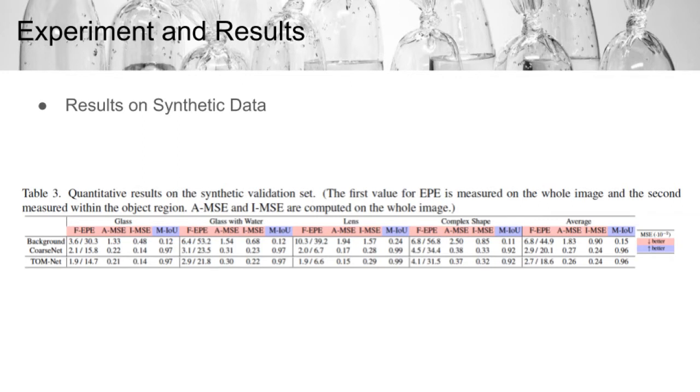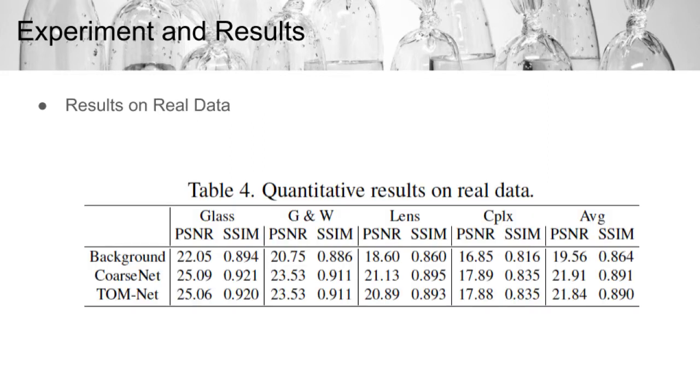Now we look at Table 3. It shows the results on synthetic data. Similar to previous experiments, TOM-Net outperformed the baseline by a large margin, and slightly outperformed CrossNet in EPE and MSE. The errors of the complex shape category are larger than those of the others, because complex shapes contain more sharp regions that will induce more errors. It shows that our model can generalize well from basic shapes to complex shapes.